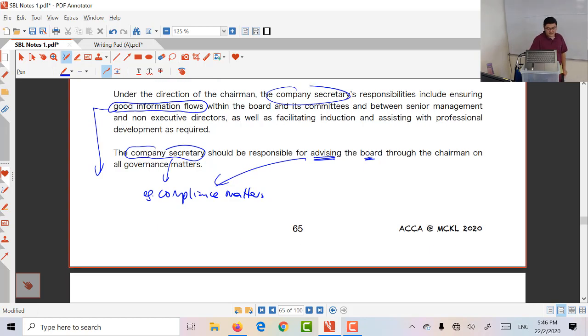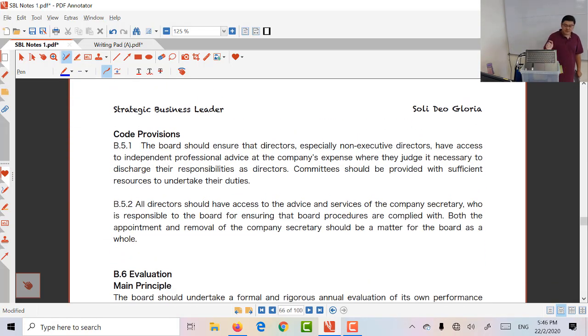Okay, can we go to the next page and look at the provision? Now, this is a very important provision. It says that the non-executive directors especially must have access to independent professional advice at the company's expense. I told this to you last Thursday. Remember I said if I need to hire a consultant, do I have to go through the CEO? I don't need to. I can just go ahead and take in a consultant because the code says so. The company should provide power to NEDs to access independent advice. That means people from outside, and it's at the company's expense. That means the company must pay, okay?